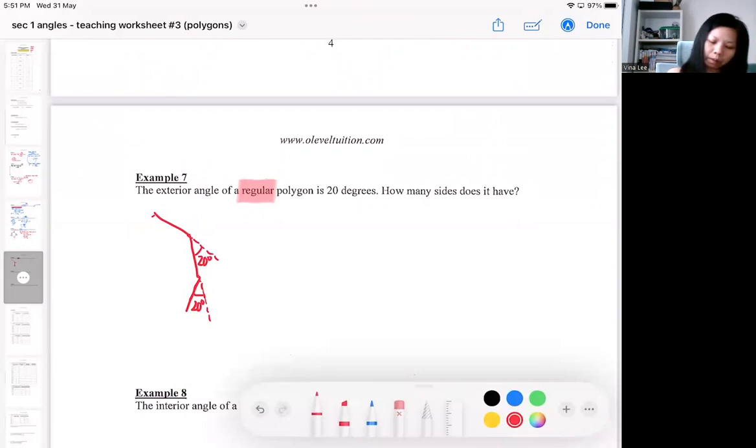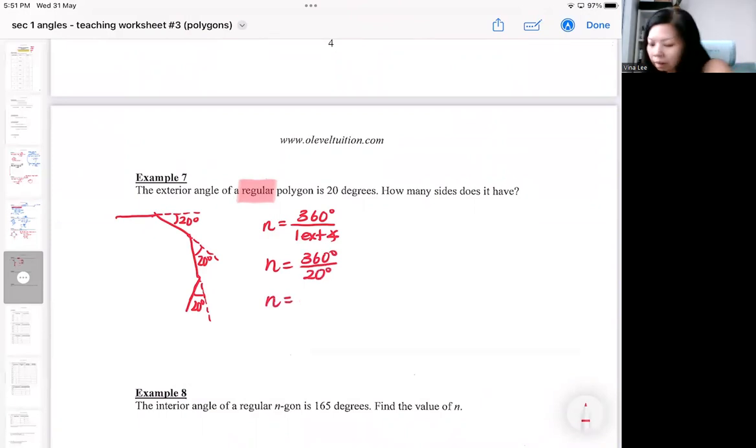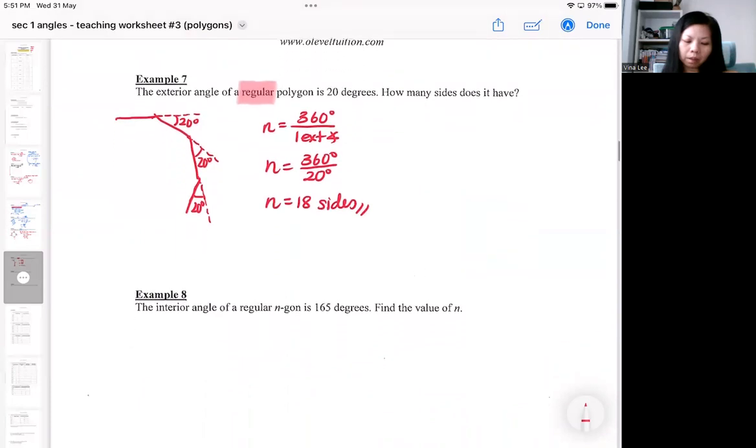So how many 20 degrees will you have? They are giving you the exterior angle. So how many sides will it have? Since that's a regular polygon, I can use the formula 360 divided by 1 exterior angle. In this question, I don't even need to do much. I just have to divide by the 20 degrees, and then I can get the number of sides. So it's 18 sides. Okay, always take note whether this is a regular polygon or not.